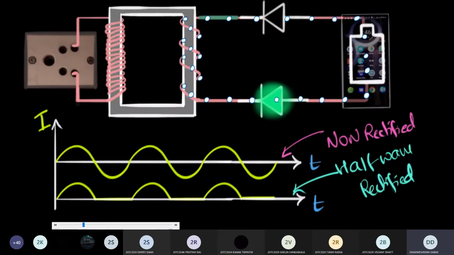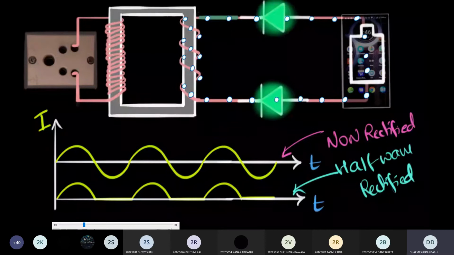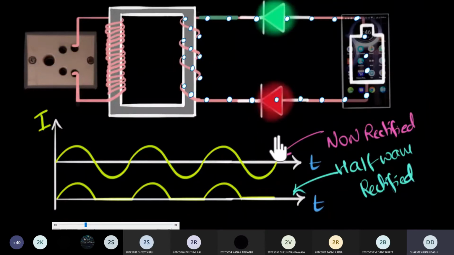That will be forward bias. So this will be green. But this will be red, because this time, you see, the current trying to flow anti-clockwise won't work. And so this will be red. And that's why when one is forward biased, the other one will be reverse biased, and when one is reverse biased, the other one will be forward biased. And so this won't work at all.